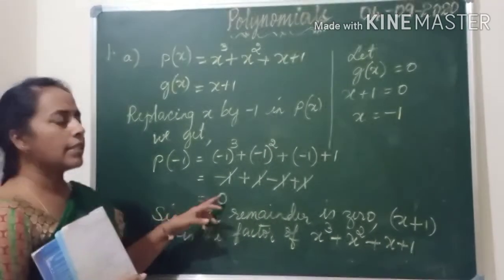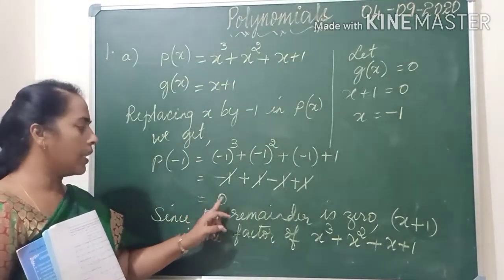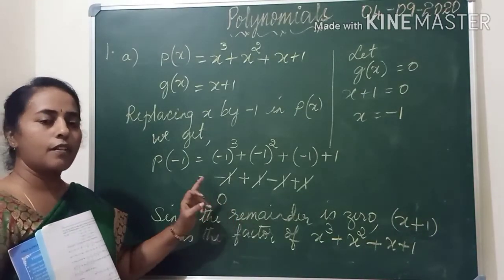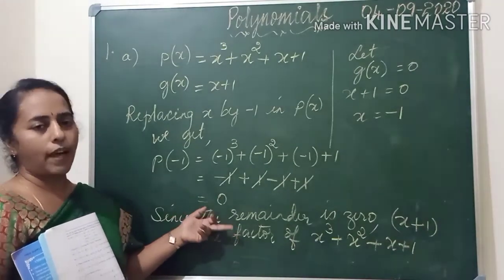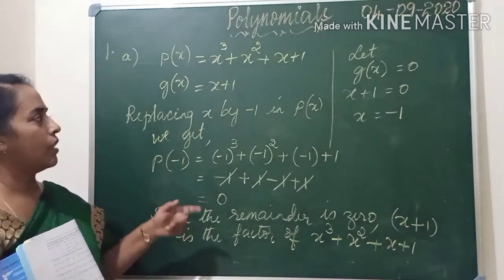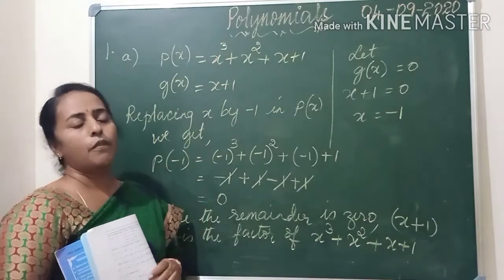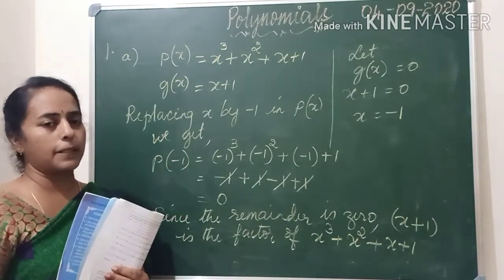So what is the remainder here? 0. Here, the remainder is 0. So what do you say? If the remainder is 0, then the given divisor is a factor of the given polynomial. Therefore, x plus 1 is a factor of p of x.